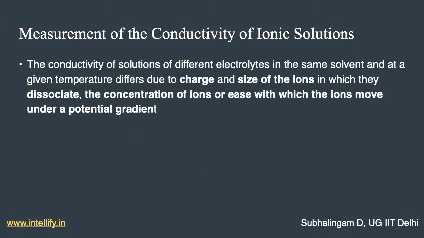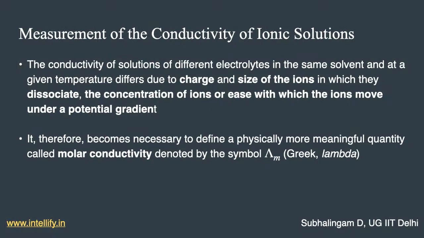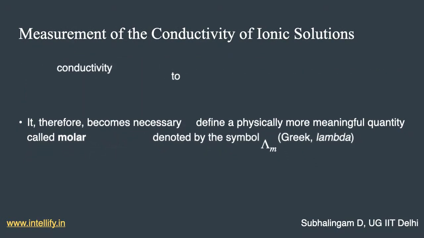The conductivity of solutions of different electrolytes in the same solvent and at a given temperature differs due to the charge and the size of ions in which they dissociate, the concentration of ions, or the ease with which the ions move under a potential gradient. It therefore becomes necessary to define a physically more meaningful quantity called molar conductivity, denoted by the symbol lambda m, that is capital lambda if you have not seen it before. So we denote molar conductivity with lambda m, where m is a subscript.